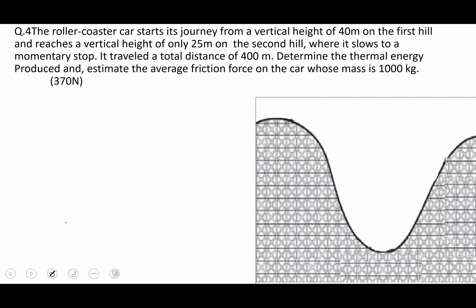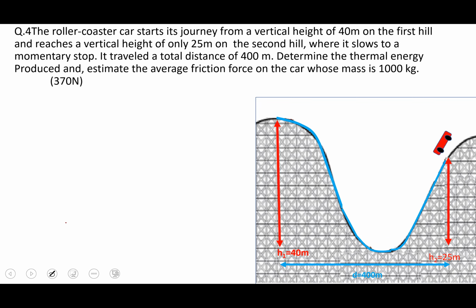Now here's the condition. Here's the roller coaster and here's the roller coaster ride. Now, when it goes from 40 meters, which we are calling the height H1, to another height, H2, which is 25 meters, it traveled a distance of 400 meters. Here it goes down, then takes a curve, and then goes up.